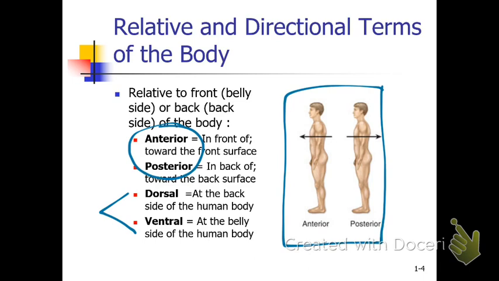When you're using these terms, you want to keep the pairs intact. So in other words, if you're saying that something is anterior, you would want to use posterior as its opposing opposite term. You would not want to mix and match the terms in the same sentence or conversation.